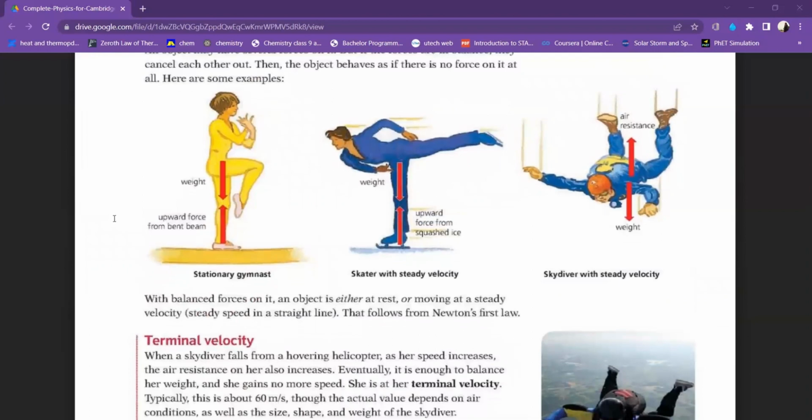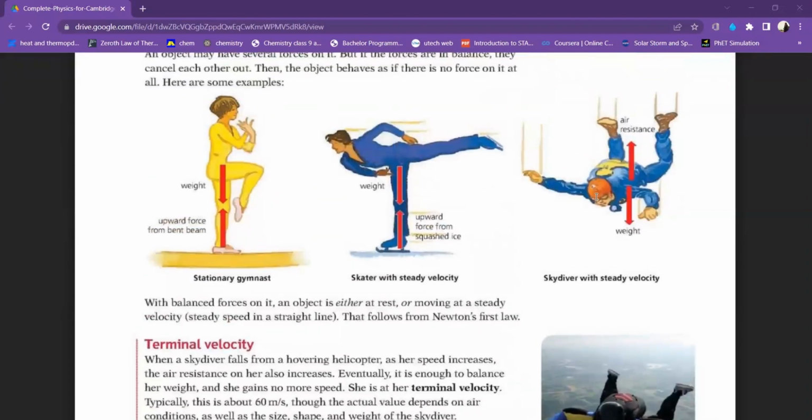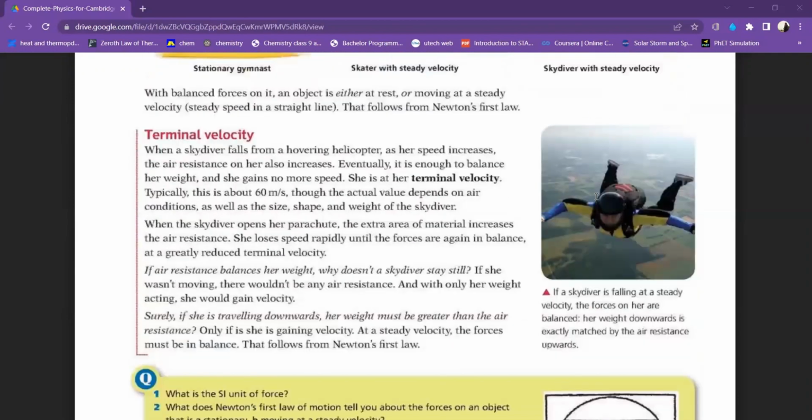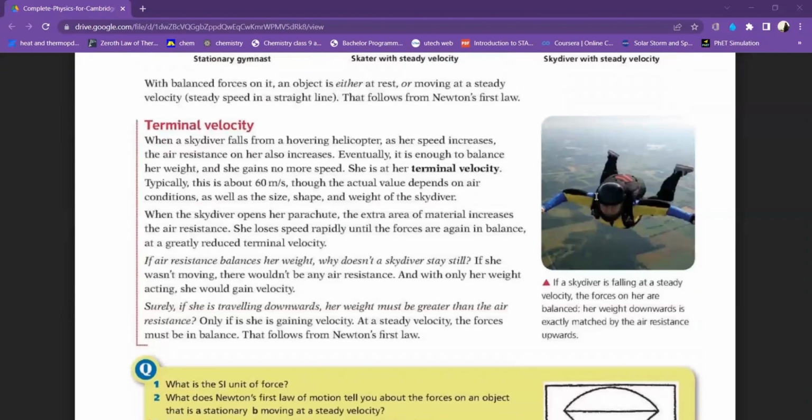Here are some examples. The weight and upward force from the bent beam, that is also called as reaction force, the normal force. Weight, upward force from the squash ice. Air resistance and the weight. All of these forces are balanced forces because they are equal in magnitude and opposite in direction. However, these three are different situations. With balanced forces on it, an object is either at rest or moving with steady velocity, steady speed, in a straight line.